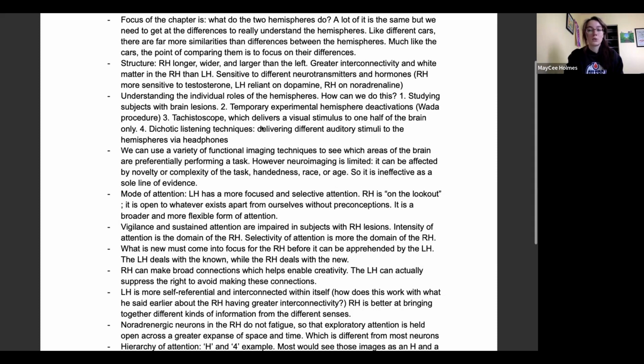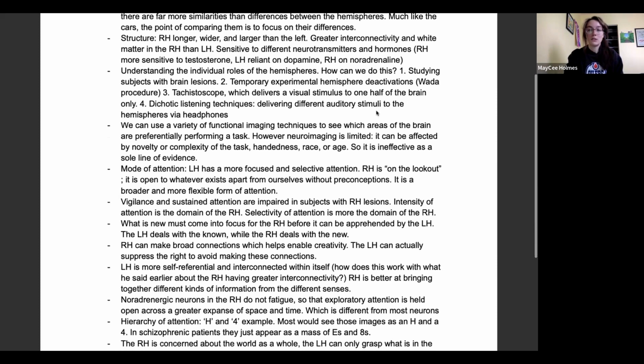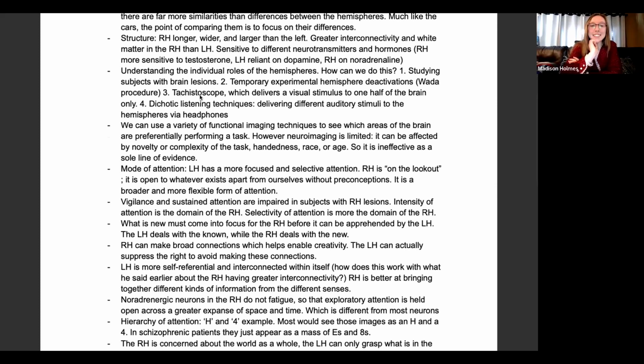Understanding the individual roles of the hemispheres. How can we do this? One, studying subjects with brain lesions. Two, temporary experimental hemisphere deactivations, the WADA procedure. Three, the tachistoscope, which delivers a visual stimulus to one half of the brain only. Four, dichotic listening techniques, delivering different auditory stimuli to the hemispheres via headphones.